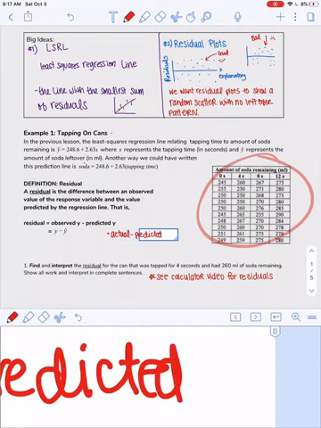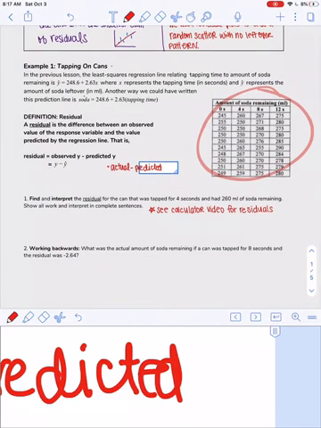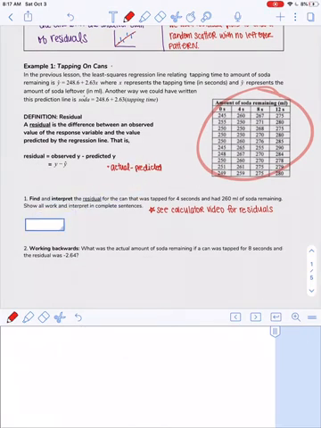All right. So down here, it's saying find and interpret the residual for the can that was tapped for 4 seconds and had 260 milliliters of soda remaining. Show all your work and interpret in complete sentences. Check out the calculator video I'm going to post with this to see how to find your residuals on the calculator. But this is how we would do it by hand.